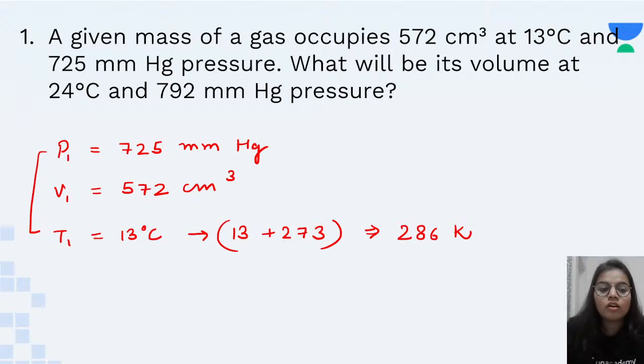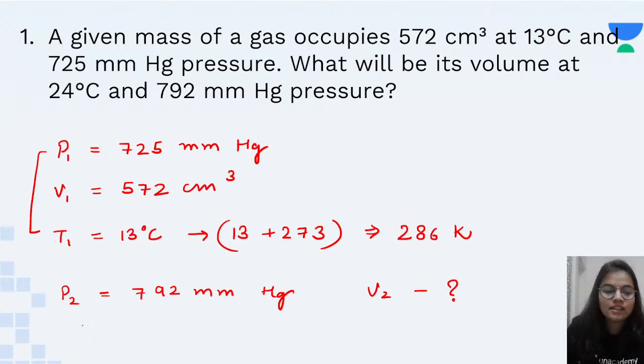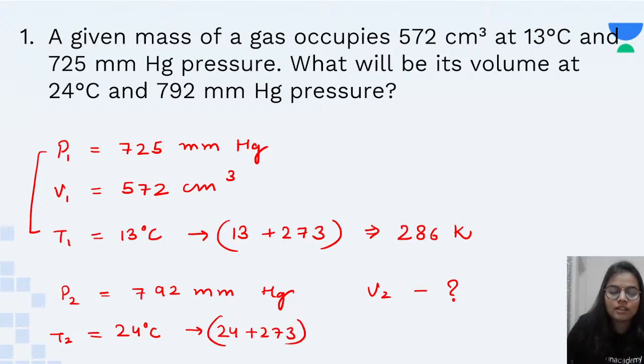Now we will go for P2, V2 and T2, whatever is given to us. Talking about pressure 2, that is given to us as 792 millimeter of Hg. If I go for V2, V2 is something that we have to find, it is unknown. And T2 is given to us as 24 degrees Celsius. Now if I add 24 to 273, I will get the answer as 297 Kelvin.